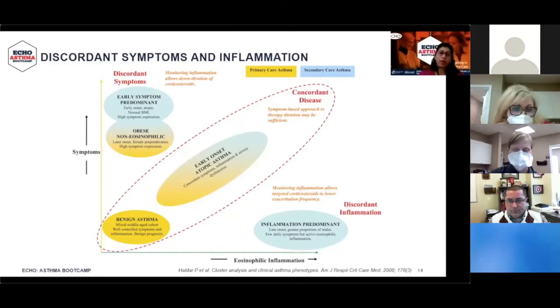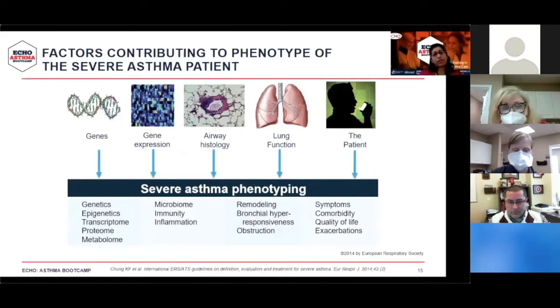And these are the typical patients that are seen who may have severe asthma that may be seen in a pulmonologist clinic. There are various factors that contribute to the phenotype of a severe asthma patient. First, it's the genes that somebody may be born with that ultimately get expressed in the person, that determine what the airway anatomy and histology will be. Ultimately, that determines the lung function. And finally, the patient that's sitting in front of us that demonstrates the symptoms, the comorbidities, the quality of life, or the exacerbations that the person may be having. So there's a lot of background that ultimately determines who the patient is and what kind of asthma that they demonstrate.